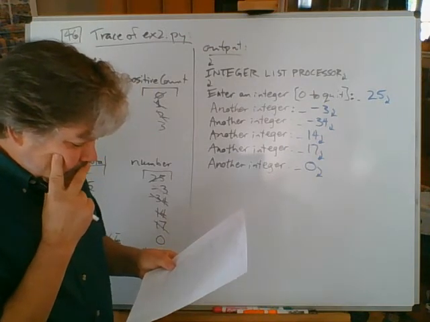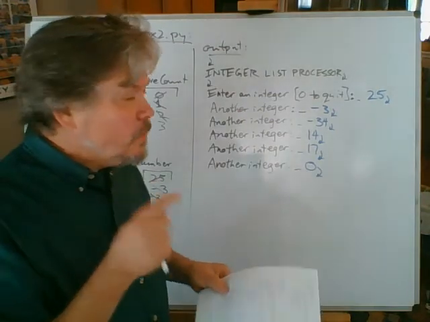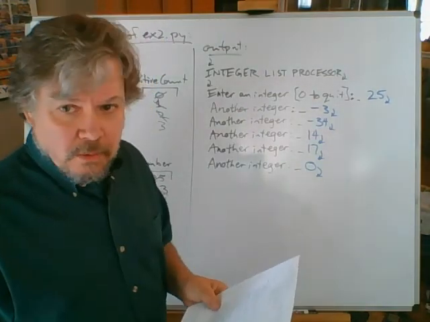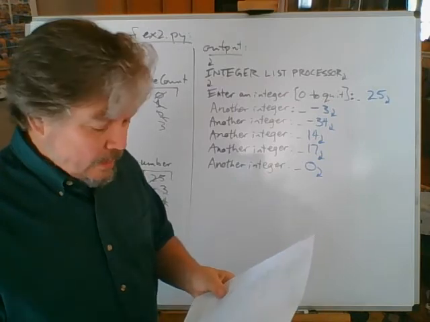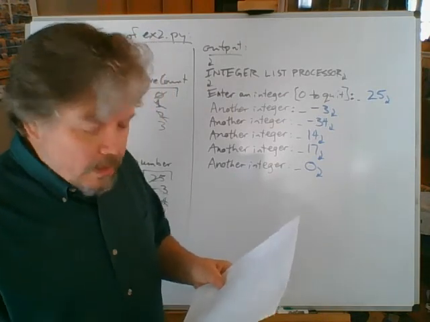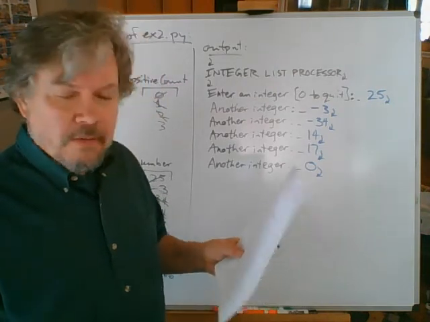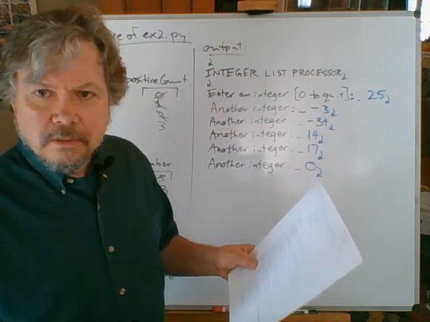If positive count is greater than 0, in other words, if they typed in at least one positive number before they typed in a 0, that's what that's indirectly asking, then calculate the average the way you'd expect. Divide the grand total by how many there were. Else it just says the positive average is 0 without doing any calculation.